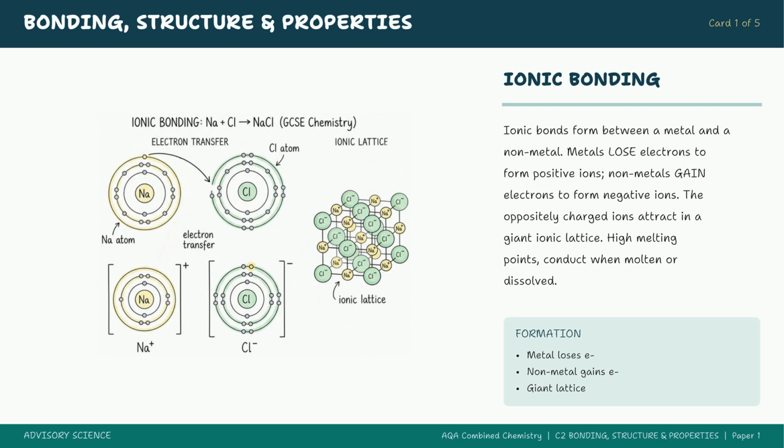Ionic compounds have high melting points, and they only conduct electricity when they're molten or dissolved in water. Molten is when you melt them, because that is when the ions are free to move. When asked why ionic compounds do not conduct as solids, the marking point is the ions are not free to move. Saying they have no electrons is wrong.